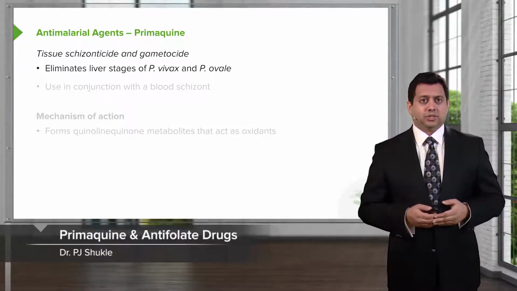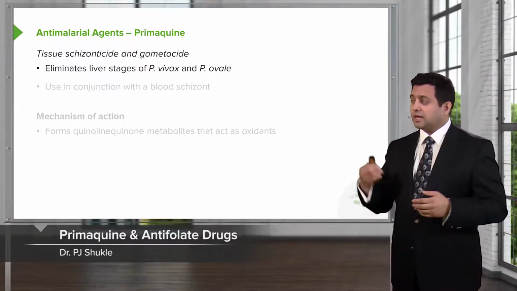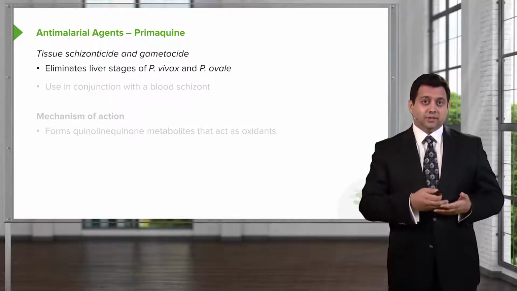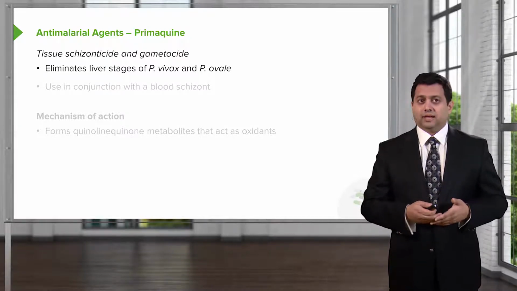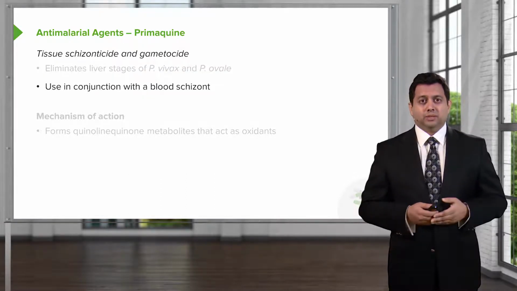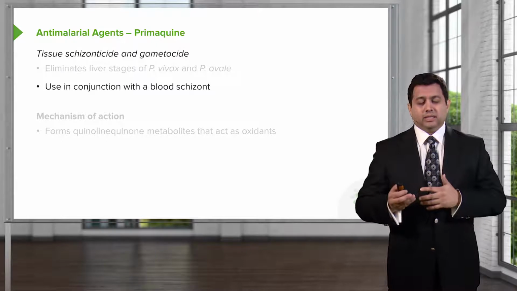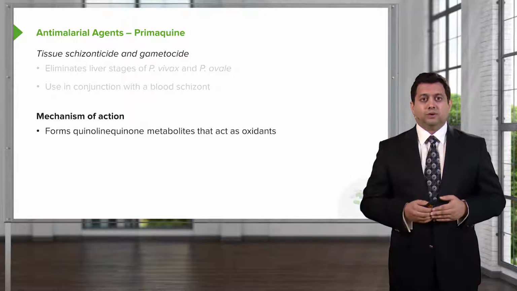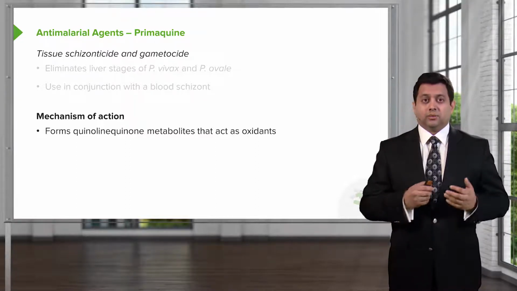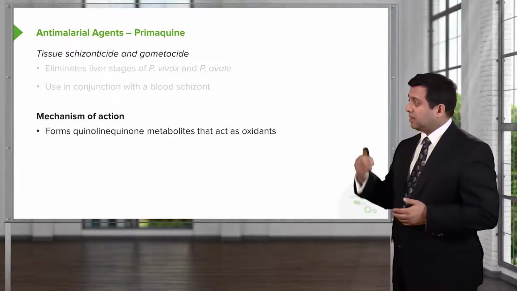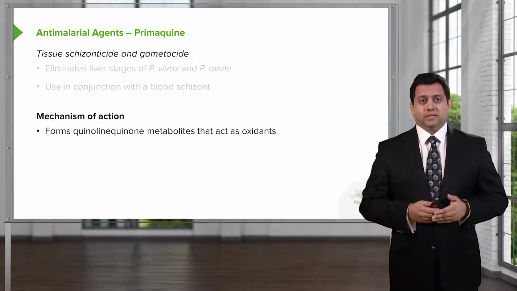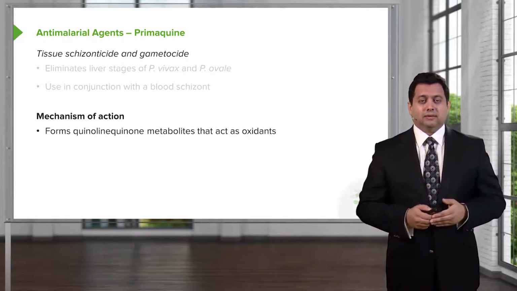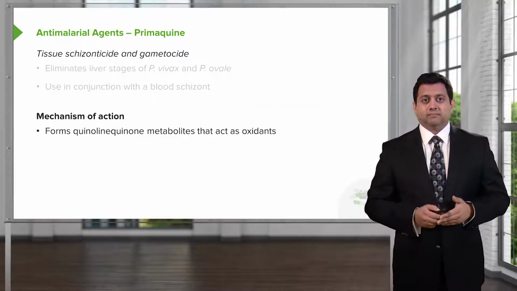Primaquine is another tissue schizonticide, and it's also a gametocide, so it actually kills the gamete form of malaria. It eliminates liver stages of P. vivax and P. ovale as well. It's used in conjunction with a blood schizont agent so that we can really do a good kill job with respect to malaria. Now, how it works is that it forms quinoline and quinone metabolites that act as oxidants, so that it makes a toxic environment for both the schizont and the gamete.